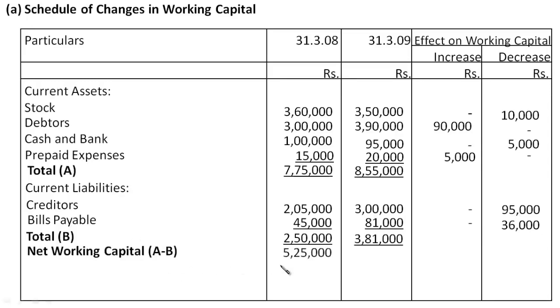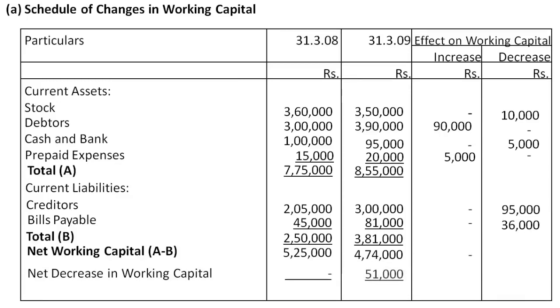So here you have the net working capital: 775 minus 250, which is 525, and 855 minus 381, which is 474. So the previous year the net working capital requirement was 525, whereas in the current year it is only 474. So there is a decrease in working capital requirement, and it is 51,000. So that will have it here.